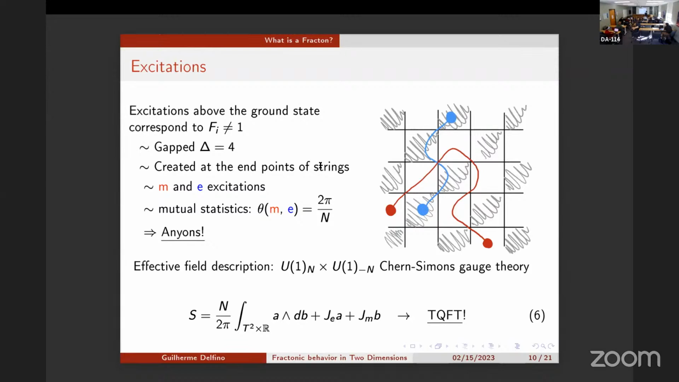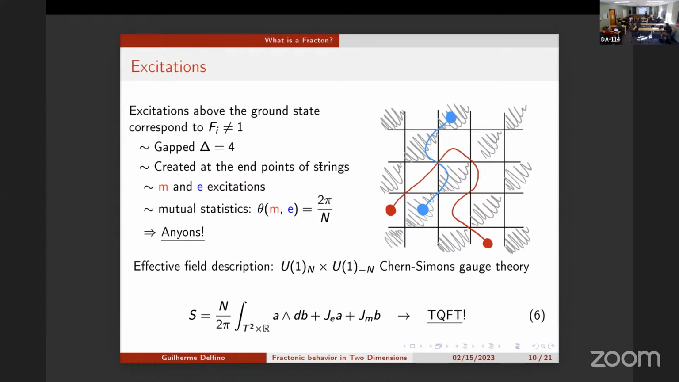And these strings are related to the blue and the red strings. The blue and the red strings do not commute. They correspond to different excitations. Here I call them M and E excitations. And you can see that these kinds of strings do not commute, and they give these mutual statistics for the excitations.